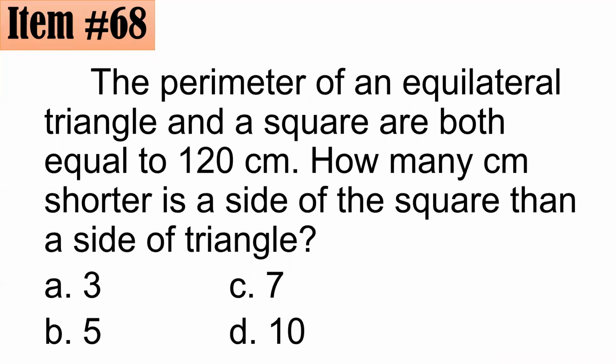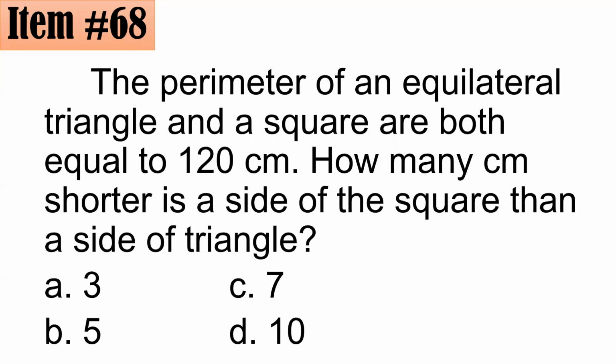The perimeter of an equilateral triangle and a square are both equal to 120 cm. How many centimeters shorter is a side of the square than a side of the triangle? Is it 3, 5, 7, or 10? Wow, I believe na marami yata makaka-perfect ngayong gabi. Sige. So many of you answered D.